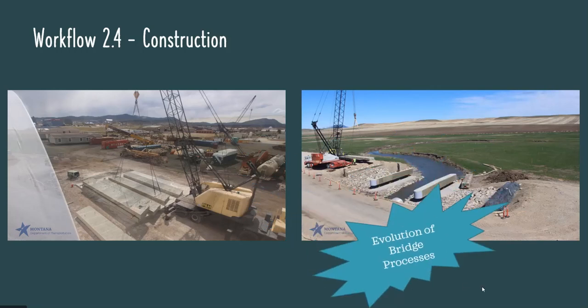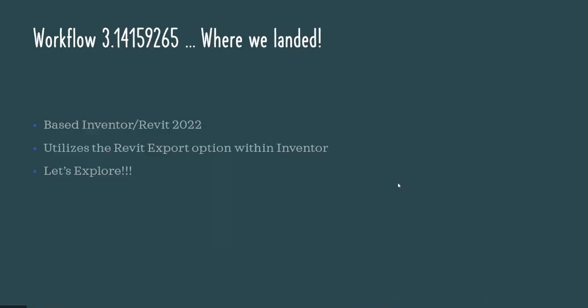But we didn't stop there, and we were really happy with workflow 2.4, but we noticed a change. This was such a significant change that we actually called it pi, and we started at 3.14, and then every time we figured out a new little thing or advantage to this workflow, we were adding on digits. It's just kind of a joke among our bridge bureau on the pi thing.